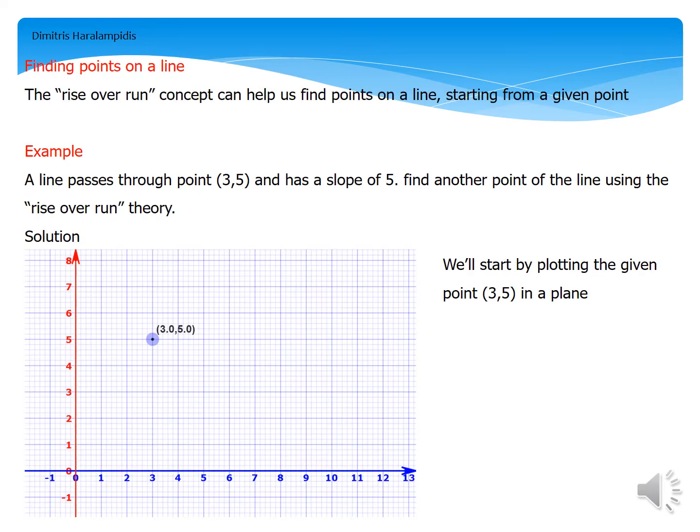Let's see now how this rise over run concept can help us find points on a line starting from a given point. Example: a line passes through the point with coordinates 3, 5 and has a slope of 5. Find another point of the line using the rise over run theory. At first, we'll start by plotting the given point in a plane, as you can see in the plane in front of us.